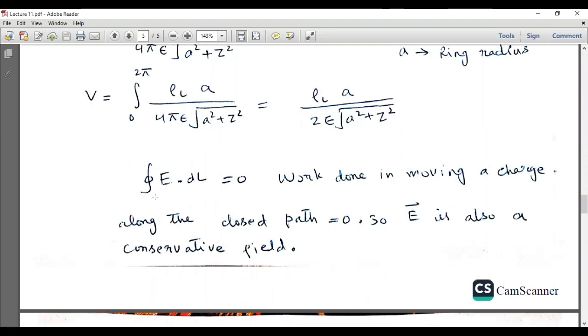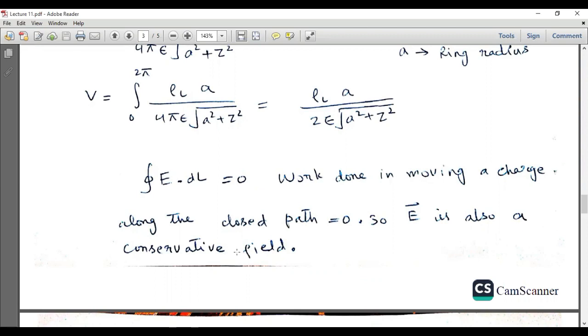And again, another thing is that the closed integral of E dot dl is always equal to 0. It means that the work done in moving a charge along a closed path is 0. So E is also a conservative field. So the work done in moving a charge in a closed path in the presence of an electric field is always equal to 0, and this is the definition of a conservative field. So just like a gravitational field, which is also a conservative field, the electric field is also a conservative field. So all static electric fields are examples of a conservative field.